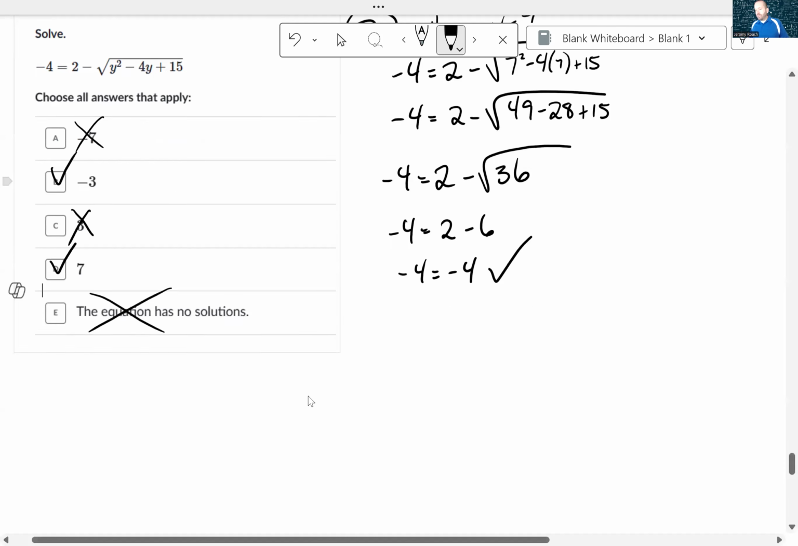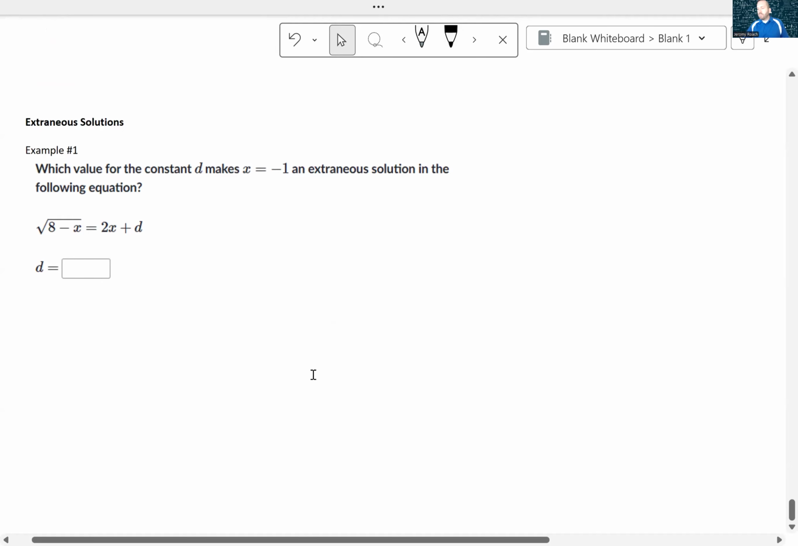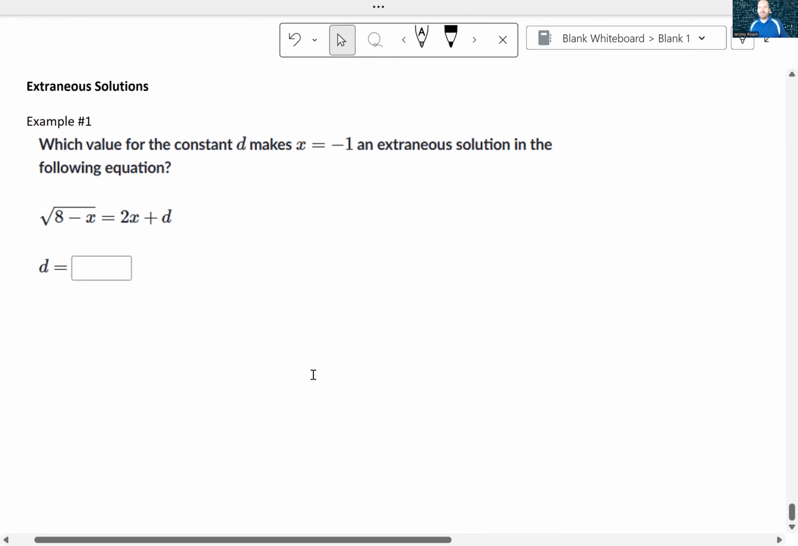So next we're going to talk about this challenge problem. And this is just about extraneous solutions. I thought this next problem was pretty tough. Let's talk about what extraneous solutions are, sort of as a recap, and look at a very short proof on extraneous solutions.